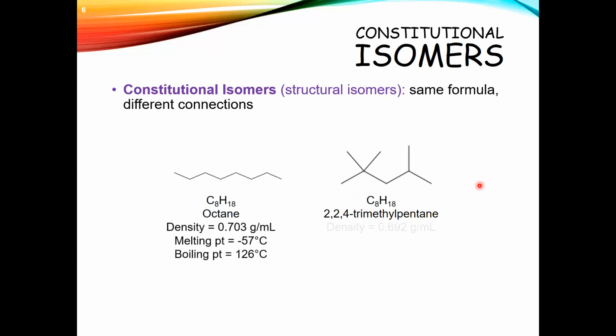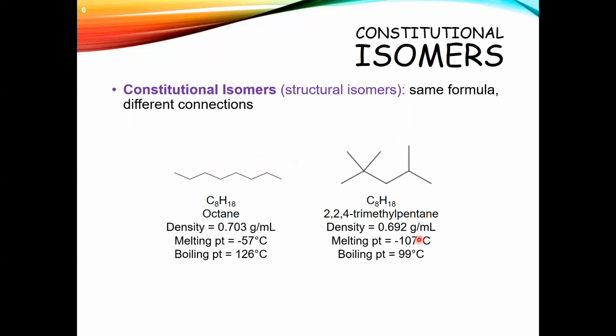So for example, I'll show you the density and melting point and boiling point of both of these. And what you'll notice is this more branched one has a lower density than the linear structure. The linear structure has a melting point of -57 degrees Celsius. So octane is very often a liquid, even at low temperatures. But the branched structure, the isooctane, its melting point is actually 50 degrees less than that.